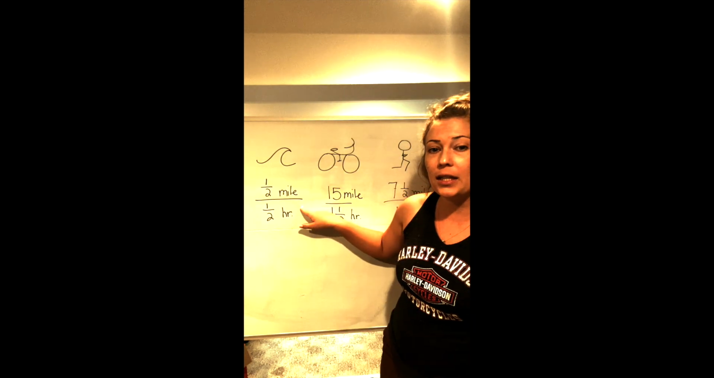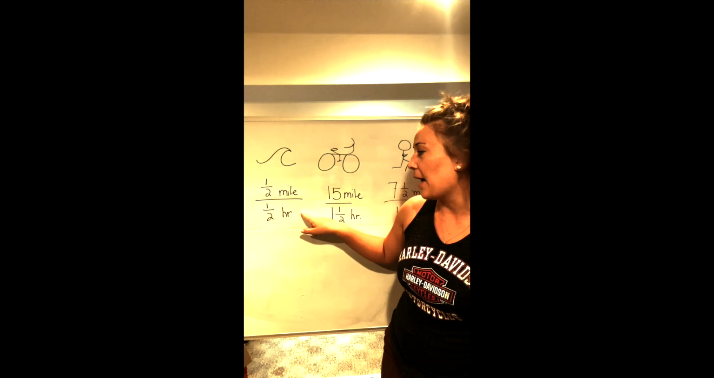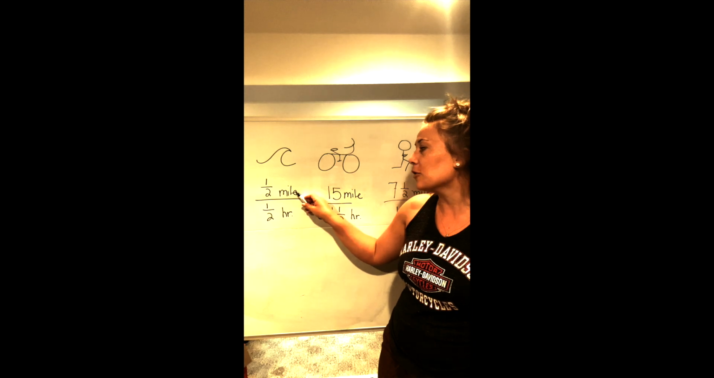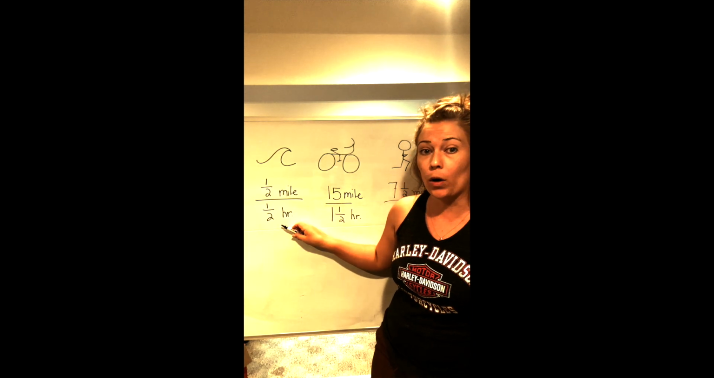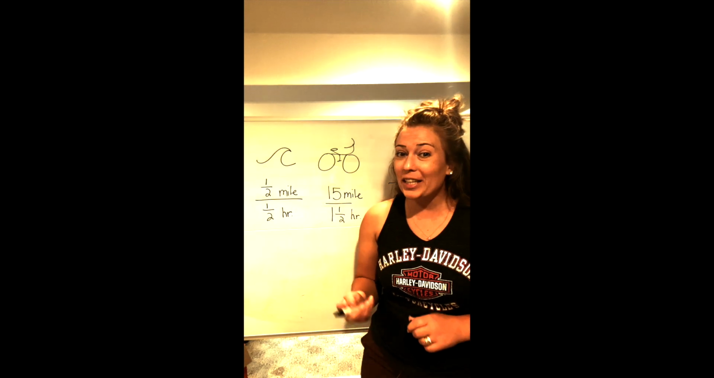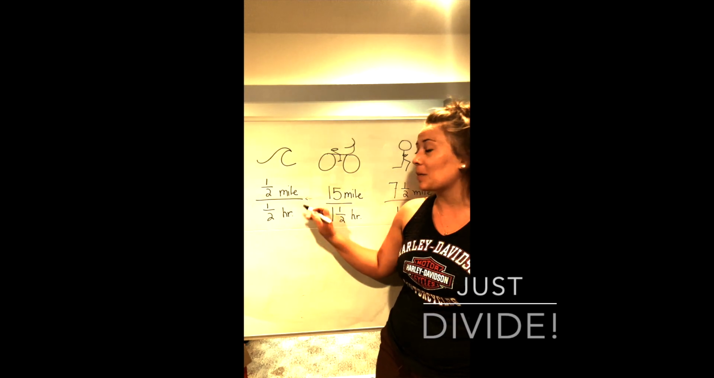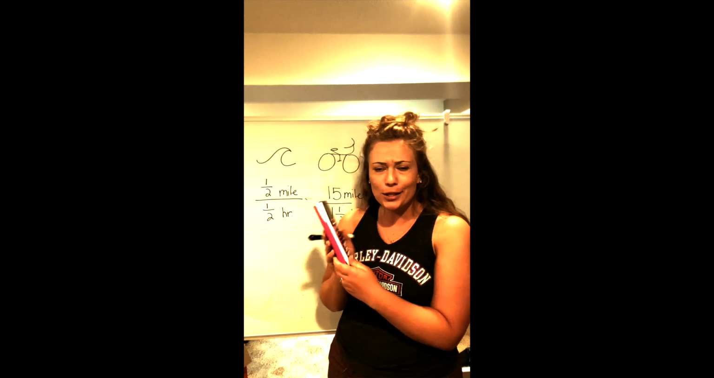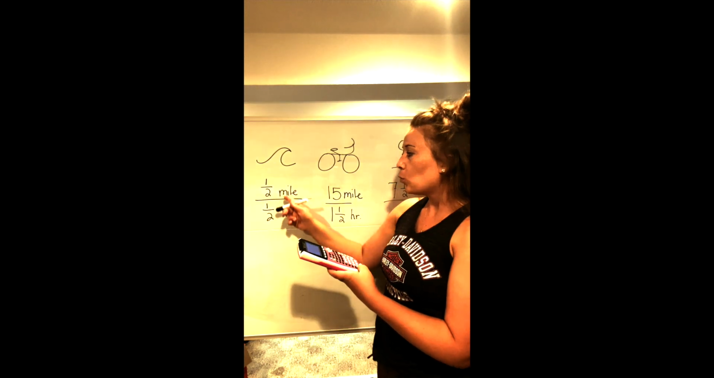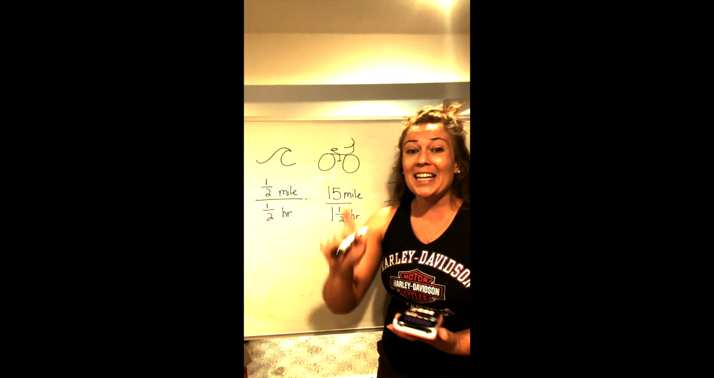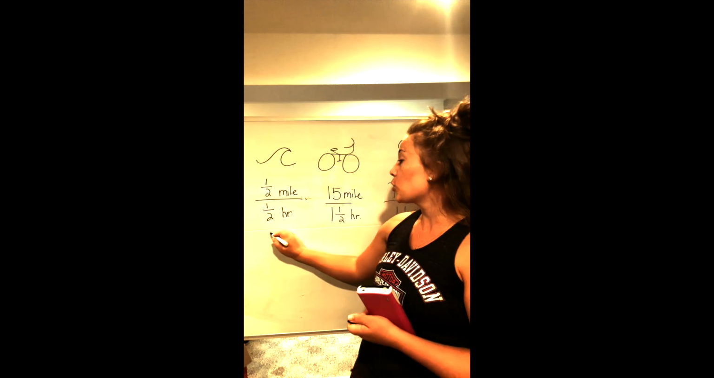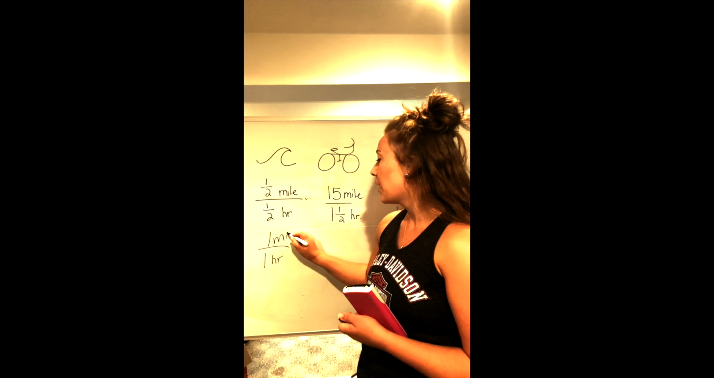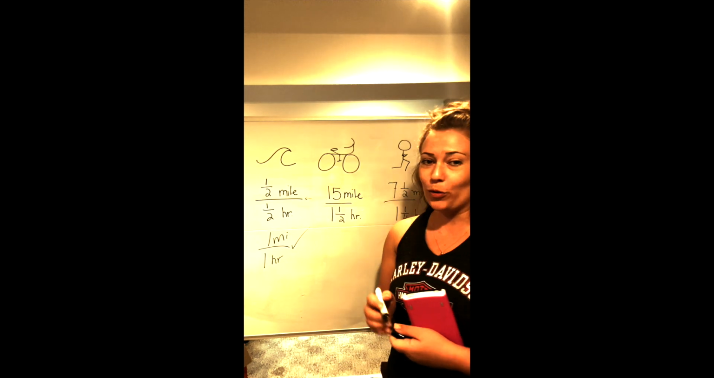Now Mrs. Shannon can swim a half a mile in a half an hour. So what is the unit rate? So how many miles would she swim in 1 hour? Well, the trick here, remember this line just means divide. So pull out your calculators and go ahead and plug that in. 1/2 divided by 1/2 is 1, so she will swim 1 mile in 1 hour. There you go, that is a unit rate.